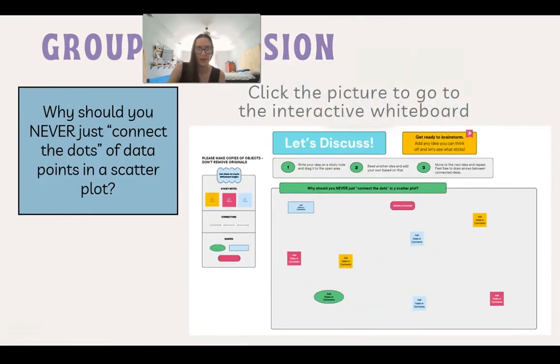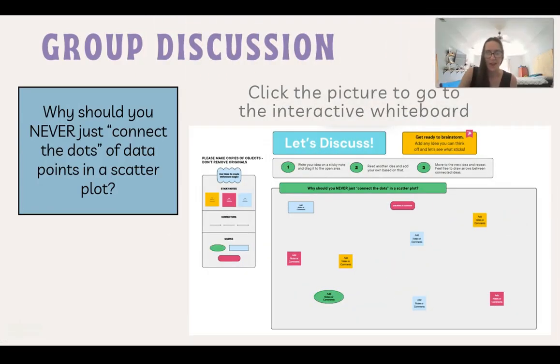Okay, moving on. Look at this cool thing that I have now. This is an interactive whiteboard where you can actually click on this and it'll send you to a Canva link where you can post your thoughts on the discussion prompt, which is: why should you never just connect the dots of data points in a scatter plot? And you can actually build off what other people say. You can add images. It's really cool. So I do want you guys to please participate in this.